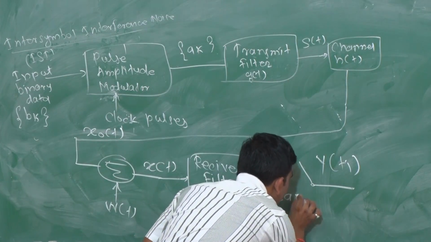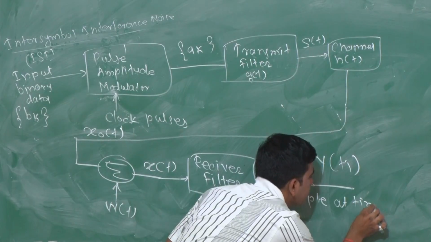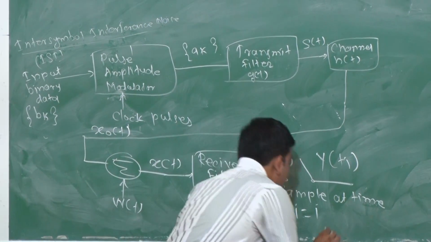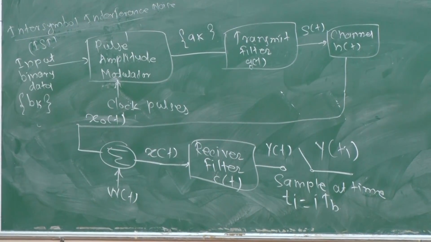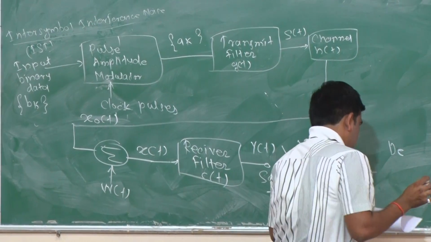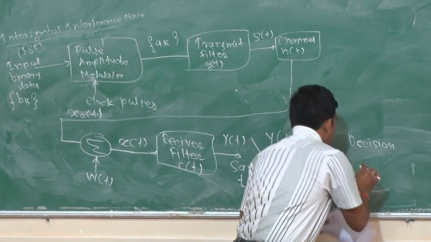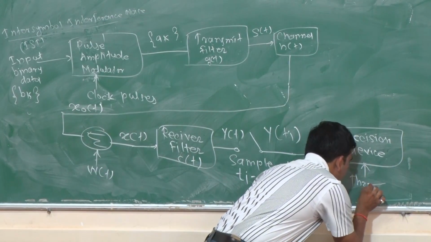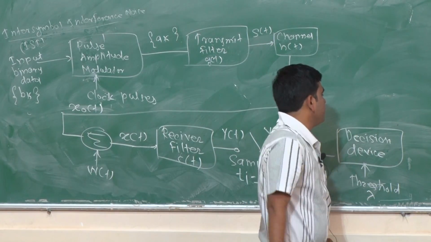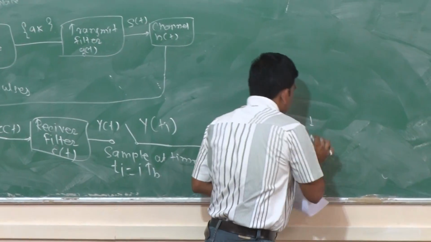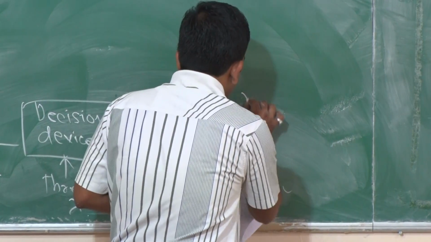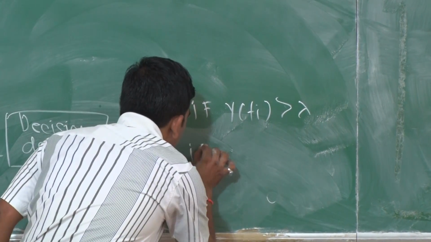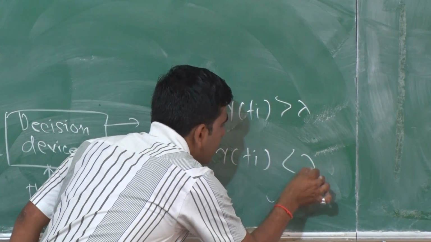Here sample at time ti is equal to I into bit duration, capital TB, and finally it is given to decision device. Here input is threshold lambda. Here we have to make two decisions. Either this is 1 if this y of ti is greater than lambda, 0 if y of ti is less than lambda.